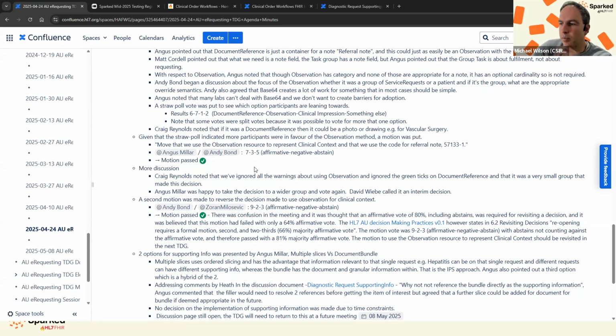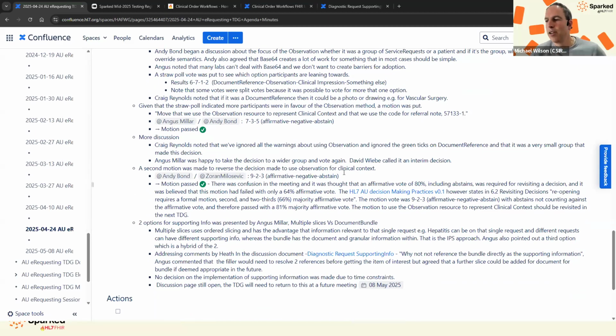We had a majority. Then there was some further discussion about whether it might need to be taken to the broader group, given that it was a small meeting, there weren't many in attendance, and it was fairly close on the straw poll, nearly 50-50. I think it was a slight win for observation. Whether that should be brought back to the broader group in this meeting, where we have more attendees.